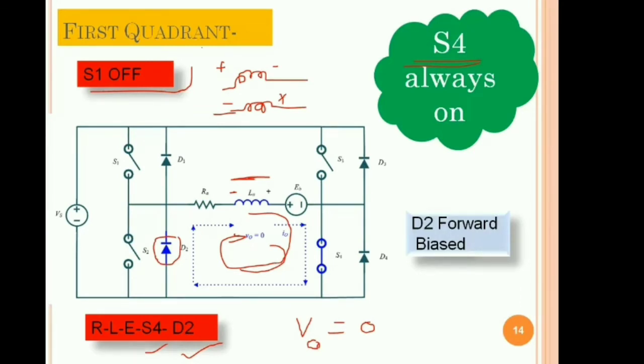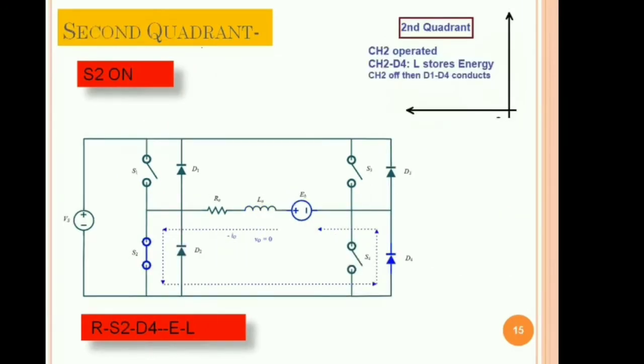So this is about the first quadrant operation. Next we have the second quadrant operation, where S2 is operated. S2 is the operating switch, the chopper 2 operating switch. So here we have S2. This S2 is the operating switch.